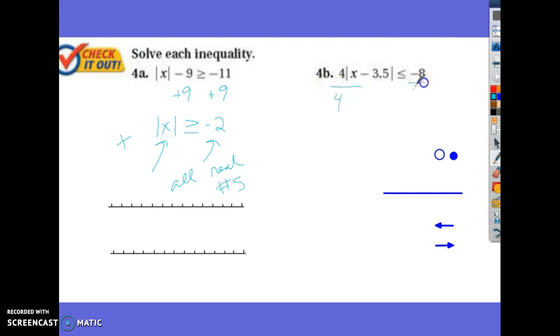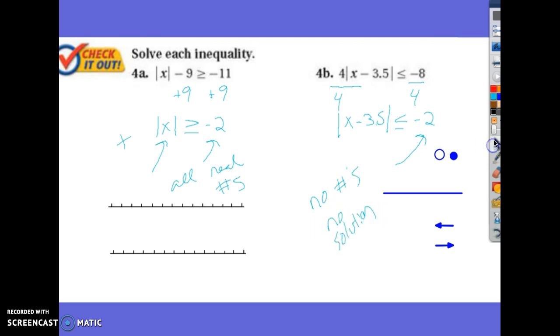Let's look at this one. Divide by 4, divide by 4. The absolute value of x minus 3.5 is less than or equal to negative 2. Here we have a negative value for the absolute value, and this is going to be true for no numbers, so there's no solution.